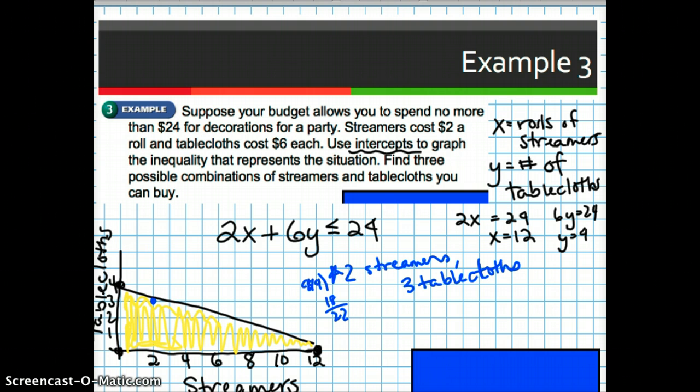Okay, I could also do like 3, 3. That's right on the line. 3 streamers, 3 tablecloths. Or maybe I would do like 6, 2, a little bit underneath the line. 6 streamers, 2 tablecloths. There's a lot of right answers here, as you can see. But you need 3 combinations of stuff that you could work. I mean, maybe you'll say 4 tablecloths and no streamers, but if you want, I'd like you to probably get a combination of each.